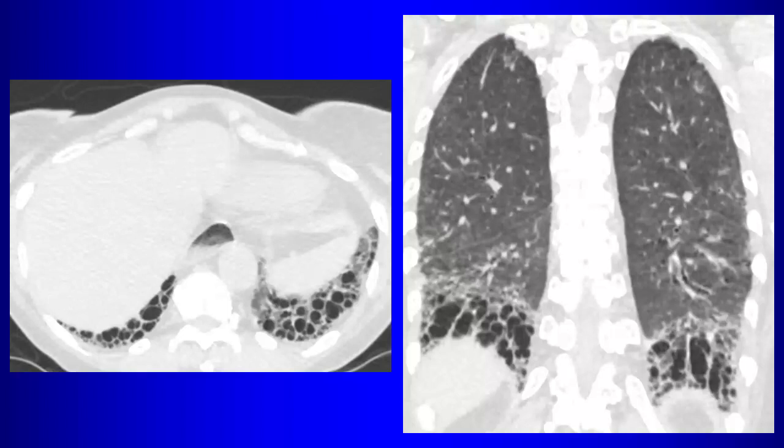But is there another finding? The esophagus. Yeah, what about the esophagus? The esophagus is dilated, so what do you think this is? It has scleroderma. Yeah, this is scleroderma, okay?